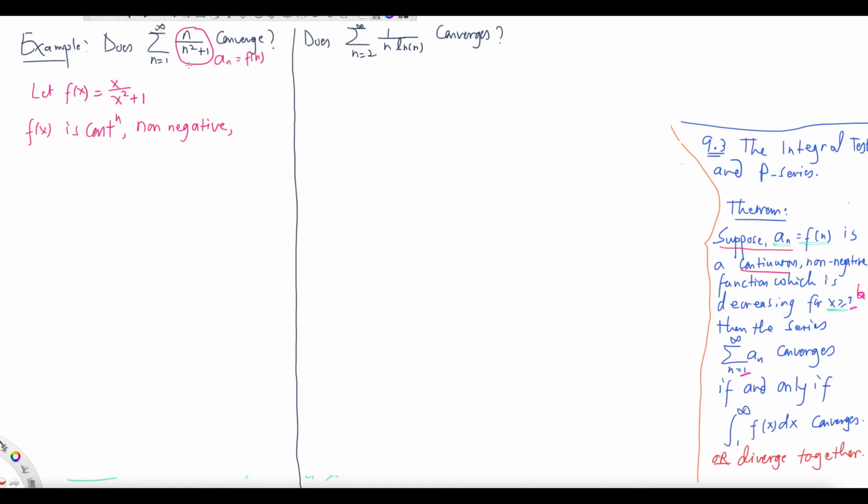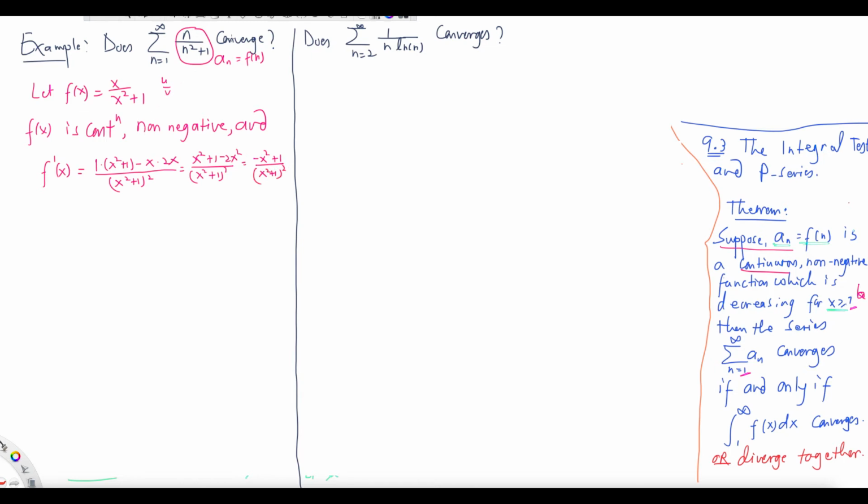And is it decreasing? To check decreasing, you can find f prime of x. What is f prime of x? You need to use the quotient rule, u over v. The derivative is the derivative of u times v, x squared plus 1, minus u, which is x, times the derivative of v, which is 2x, divided by v squared, which is x squared plus 1 squared. I'm just using the quotient rule there. So what do you get? x squared plus 1 minus 2x squared, divided by x squared plus 1 squared. That is basically 1 minus x squared, divided by x squared plus 1 squared.